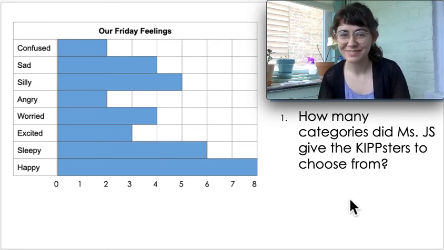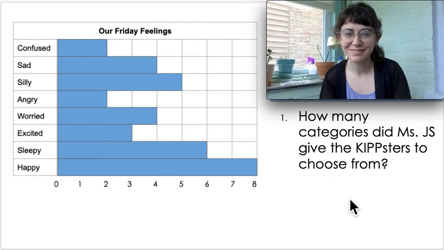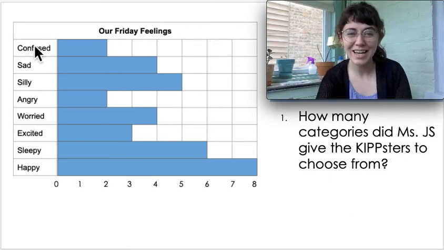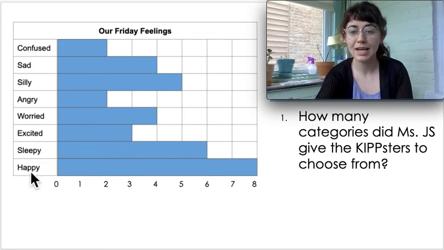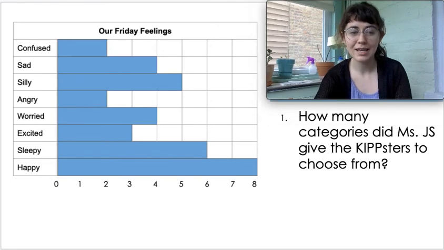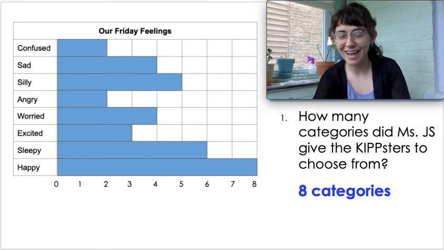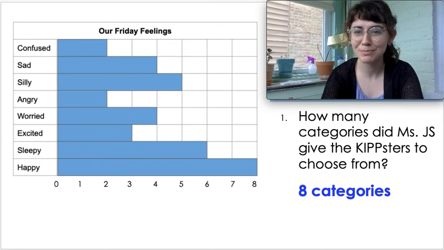All right. I'm going to assume you're all done. I just counted them up. We did 1, 2, 3, 4, 5, 6, 7, 8. I gave you 8 categories. Let's do question number 2.